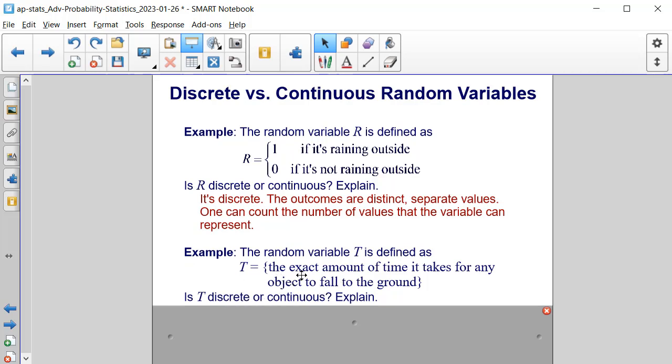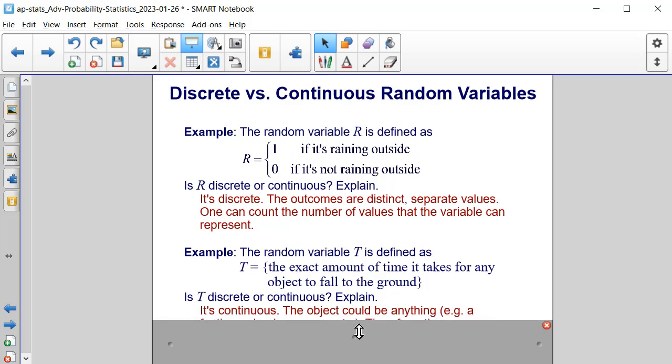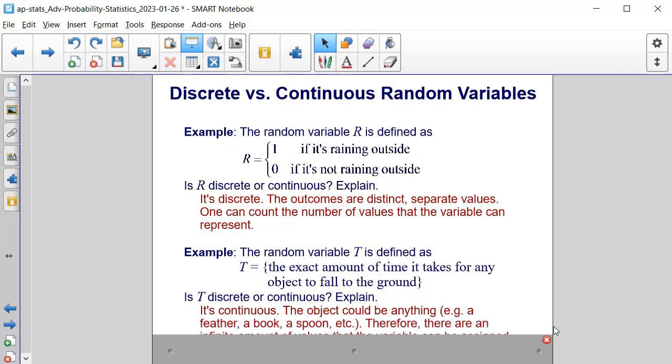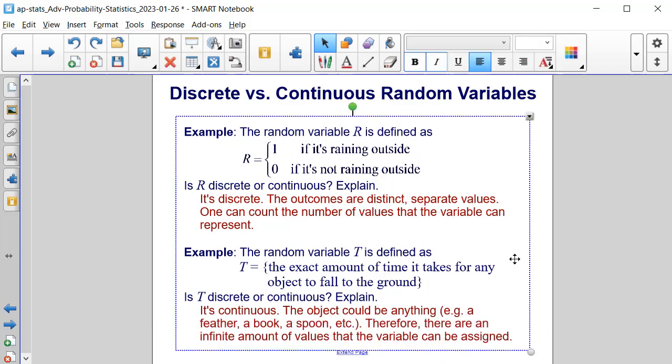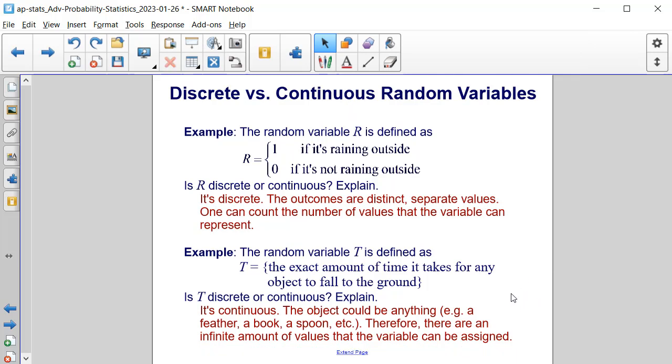So because the amount of time can vary here, it's going to end up being continuous. It could be anything. It could be a feather, it could be a book, it could be a spoon. And therefore, there are an infinite amount of values that the variable can be assigned.